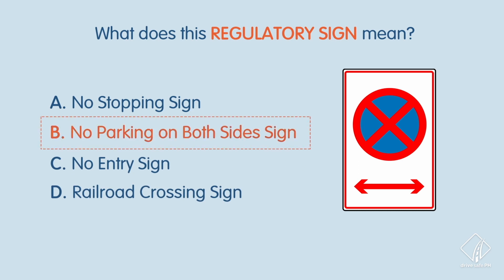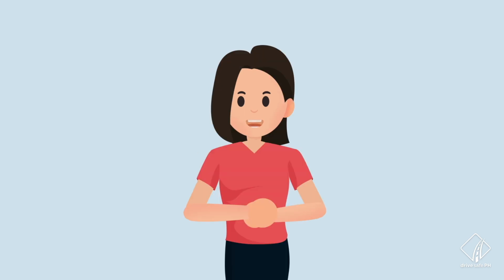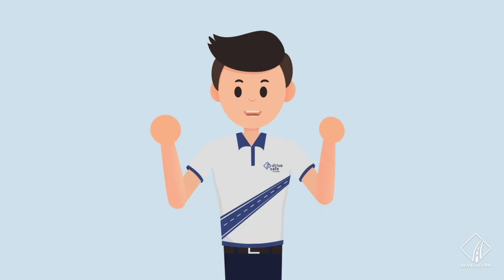Letter B. That's right. I honestly thought you were going to say railroad crossing, Anna. Oh yeah, someone might think that, Mr. Drive Safe. Now you know, Anna.